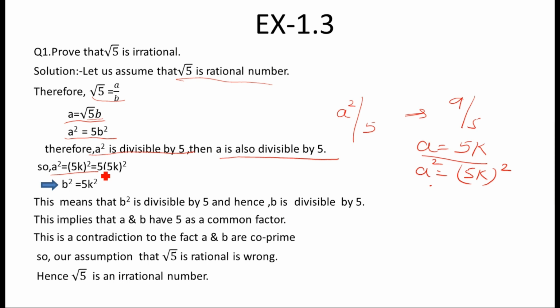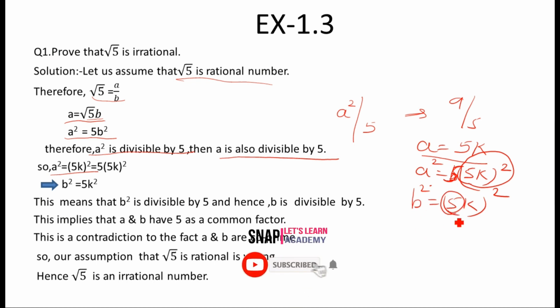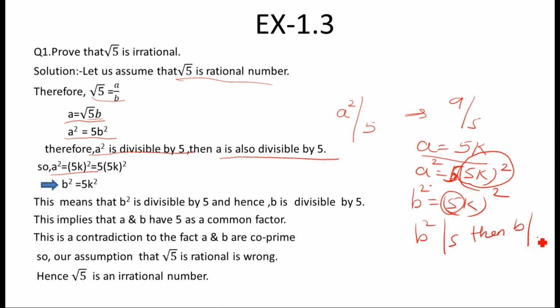Therefore, we can represent it like this: 5 comes outside and 5k whole square. A square is equals to 5 times of b square. B square is nothing but 5k square. If b square is equals to 5k whole square, if b square is divisible by 5, then b is also divisible by 5. Therefore, this means that b square is divisible by 5, hence b is also divisible by 5.